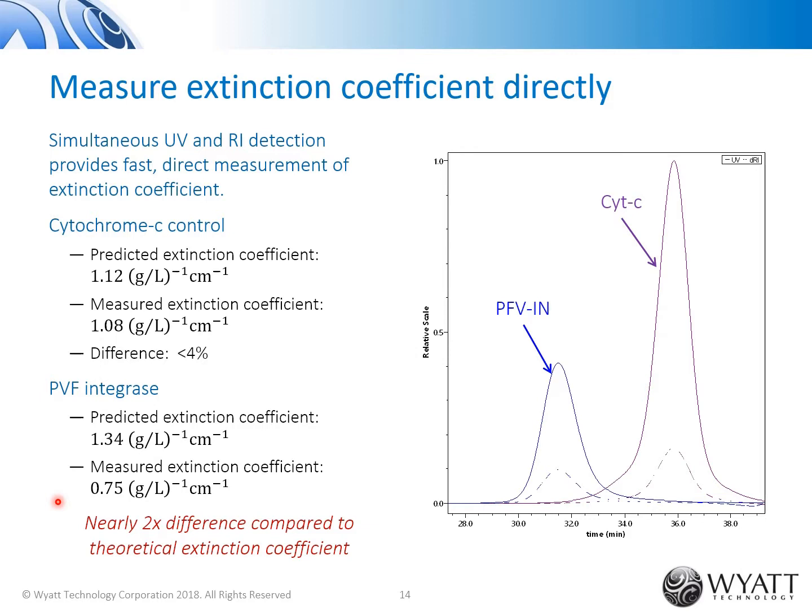That's something we wouldn't have known a priori, and which would have significantly impacted our ability to measure the molar mass accurately. Now we confirm that this extinction coefficient is correct by measuring the molar mass, both with the RI concentration and the UV concentration. And in this case, both of these give us the same expected molar mass of 44 kilodaltons for that monomer.